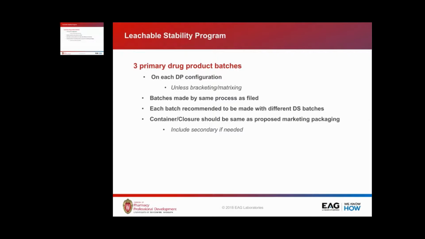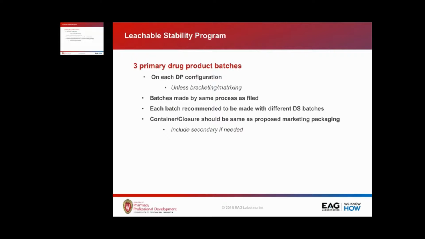data, especially when you can end up with a lot of variance from a leachables profile, where even going from, let's say, a 5 milligram to a 10 milligram concentration level can have a direct impact on your leachables profile in some cases. The batches should all be made by the same process that you're filing with. That way you can ensure that you have the same material and that you're making all your decisions on it. And then each batch is recommended to be with a different batch of drug substance. That's just the ICH recommendation. From a leachable standpoint, it really doesn't impact it, but that's the recommendation.